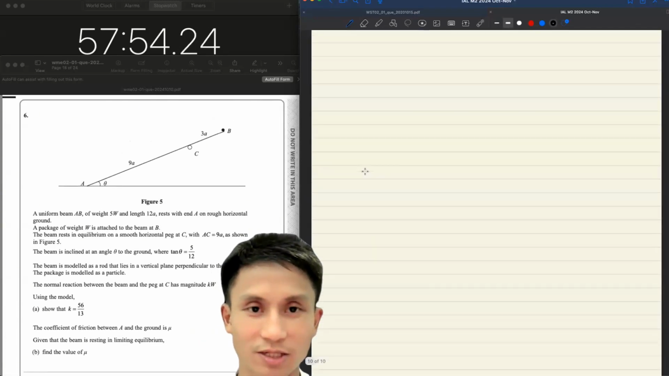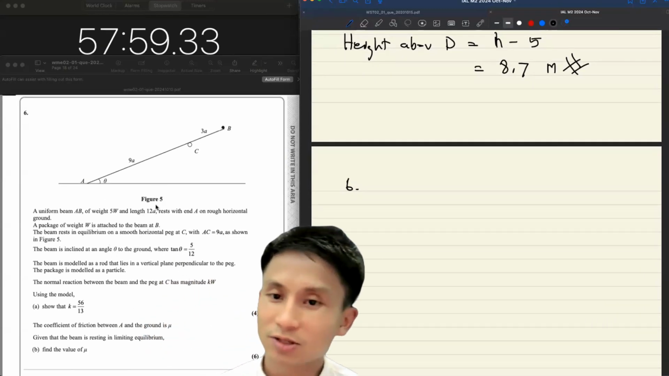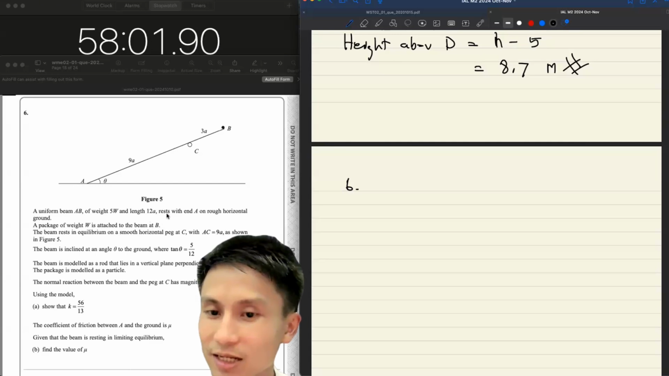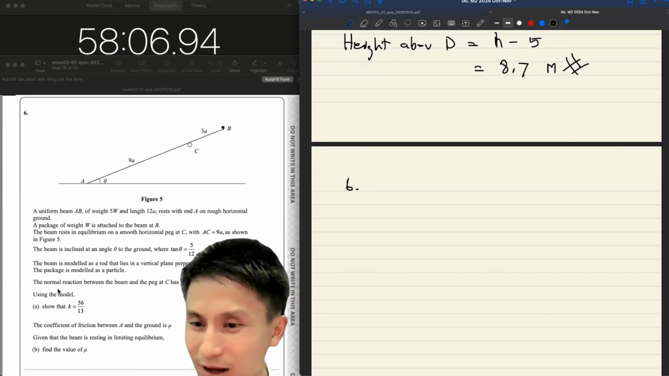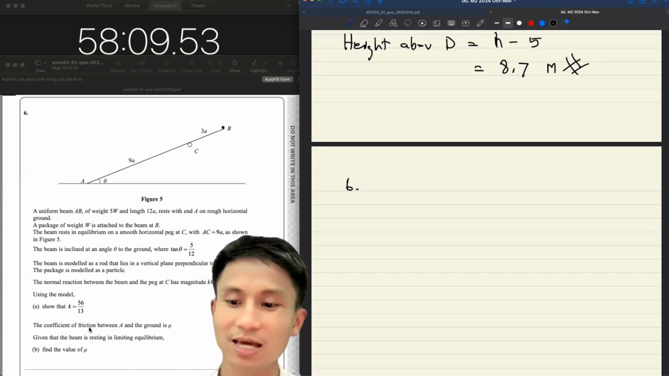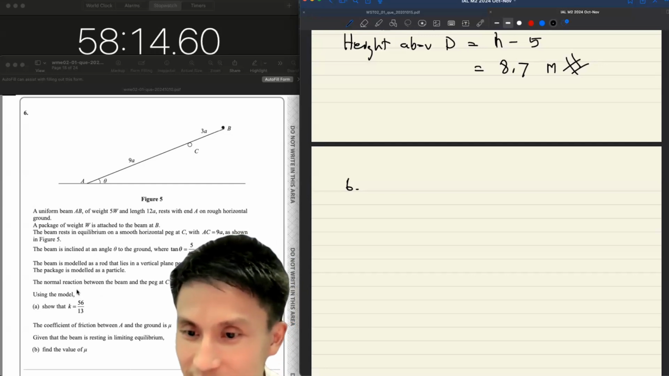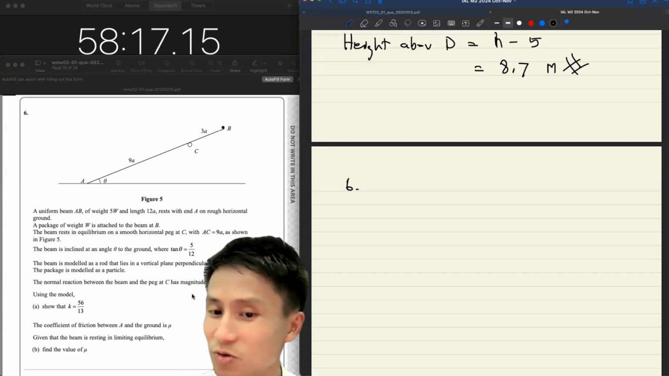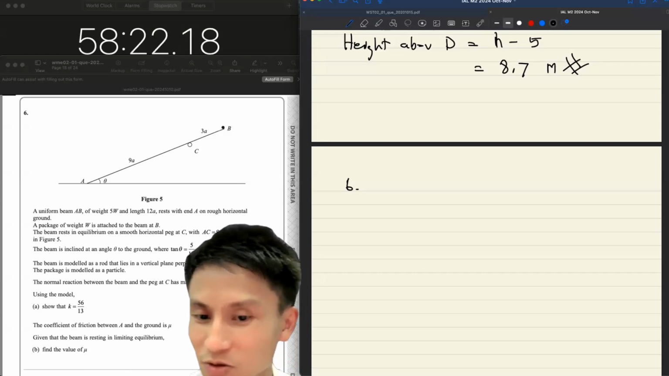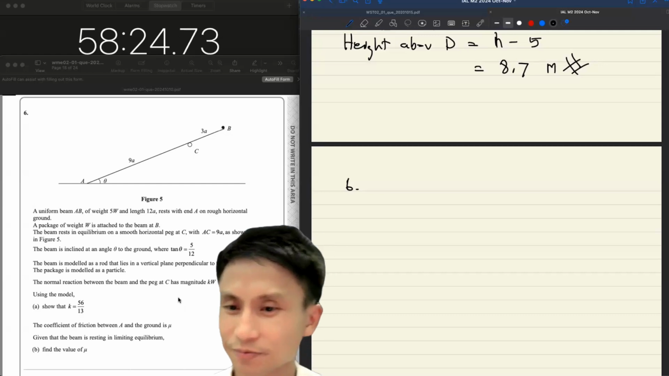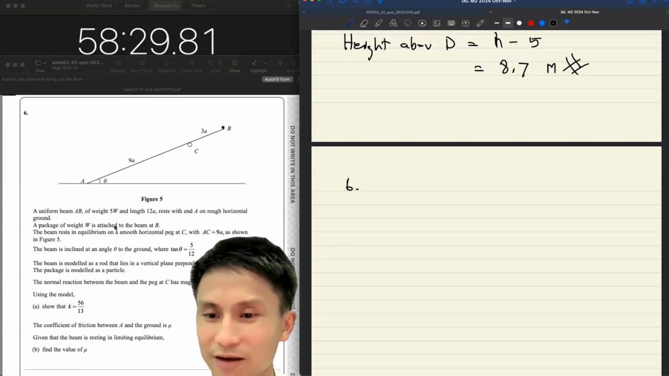Okay, so number 6. A uniform beam AB of weight 5W, so this is static equilibrium, I guess. Rests with end A on the rough horizontal ground, a package of weight, and so on. So show that K is 56 over 13. What is K? K is the magnitude. The normal reaction between the beam and the peg at C has magnitude KW. So they do everything in W in this case, because the weight is also 5W.